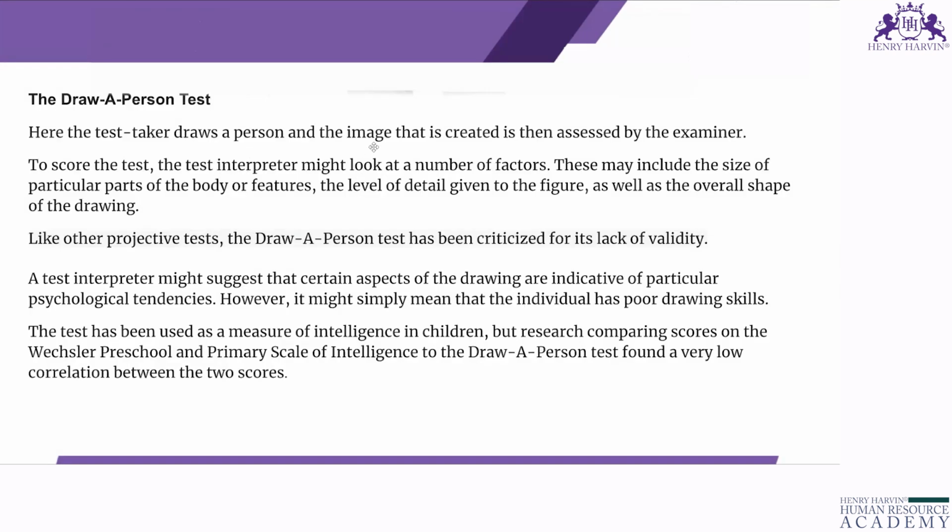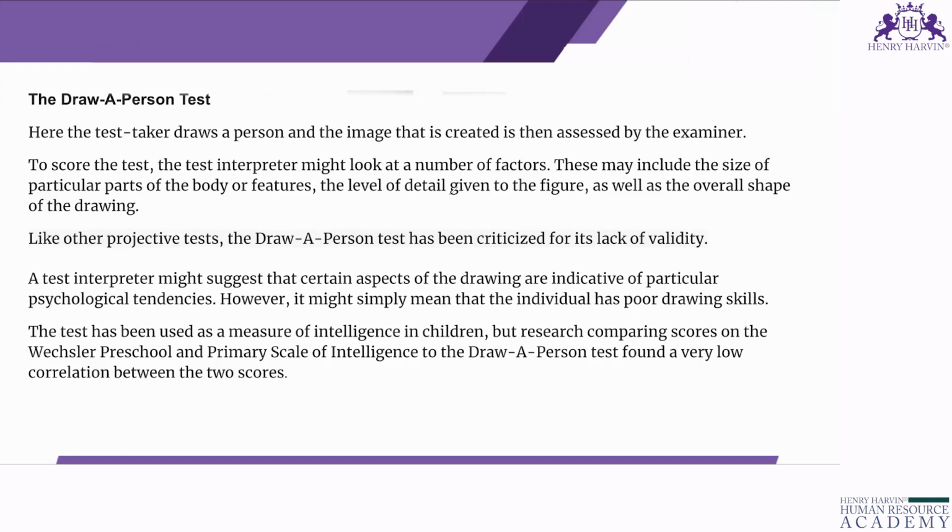In the draw-a-person test, the test taker draws a person and the image that is created is then assessed by the examiner. To score the test, the interpreter might look at a number of factors. These may include the size of particular parts of the body, the features, the level of detail given to the figure, as well as the overall shape of the drawing. Like other projective tests, the draw-a-person test has been criticized for its lack of validity. A test interpreter might suggest that certain aspects of the drawing are indicative of particular psychological tendencies. However, it might simply mean that the individual has poor drawing skill.